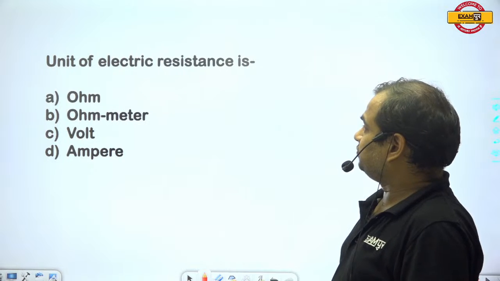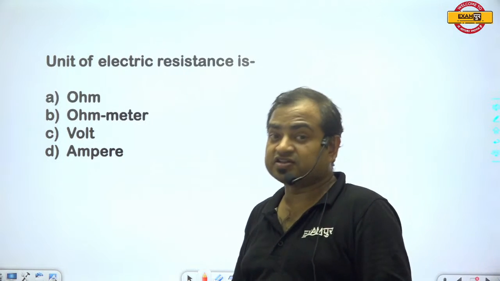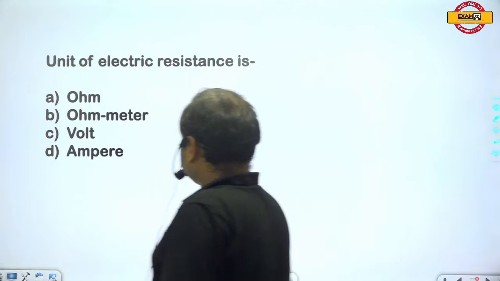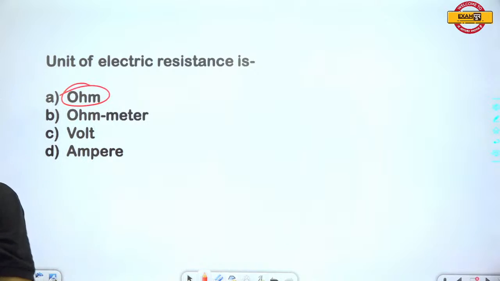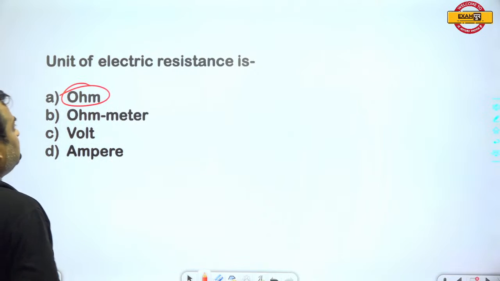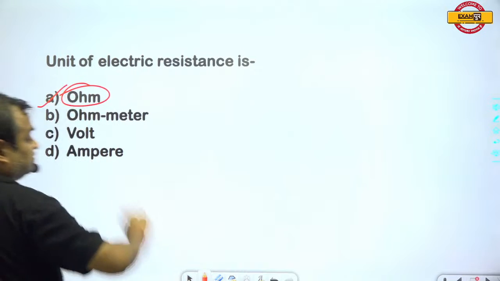Now, unit of electric resistance. This question has already been asked in different exams. Okay. Unit of electric resistance is ohm. This is the correct answer.